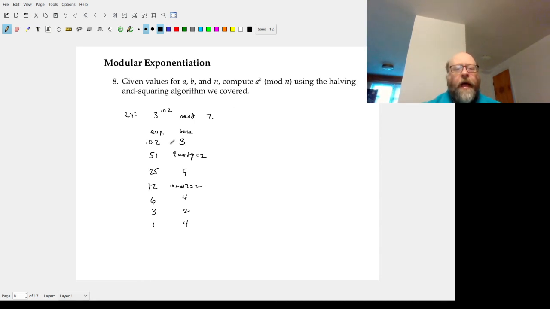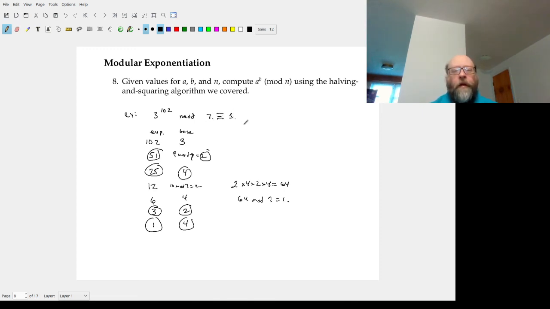Then we take every odd number in this list and we multiply the even numbers that are next to them. So 2 times 4 times 2 times 4 is 64. 64 mod 7 turns out to be 1. And so 3 raised to the 102 power mod 7 is equivalent to 1. Okay?